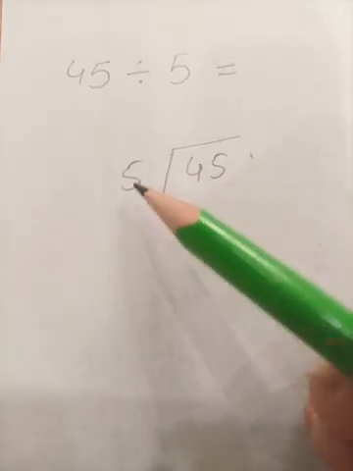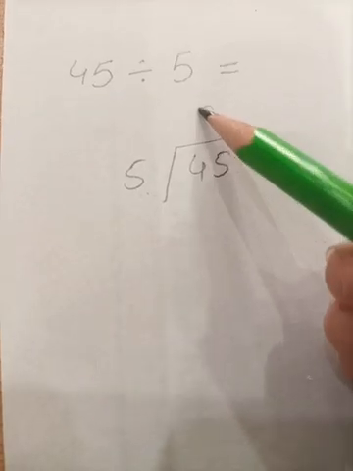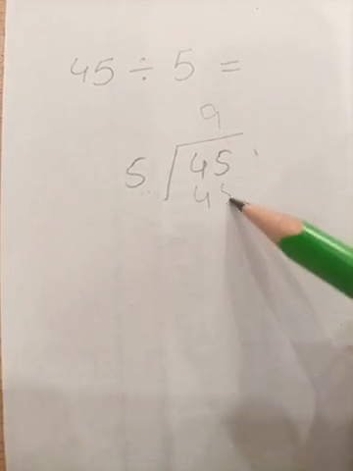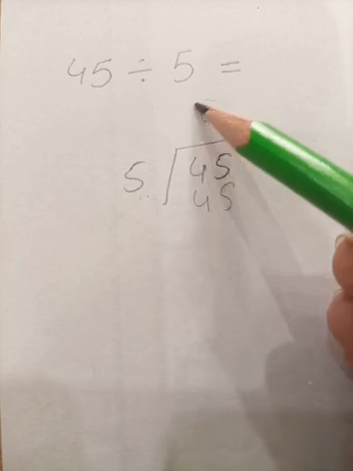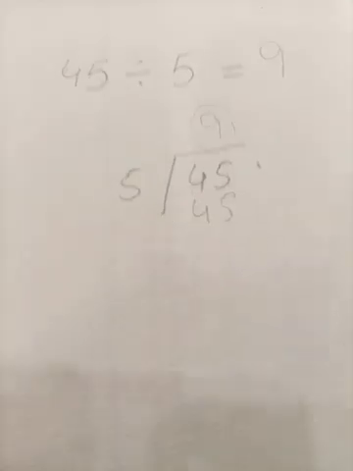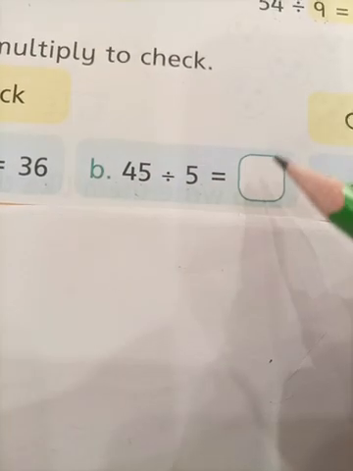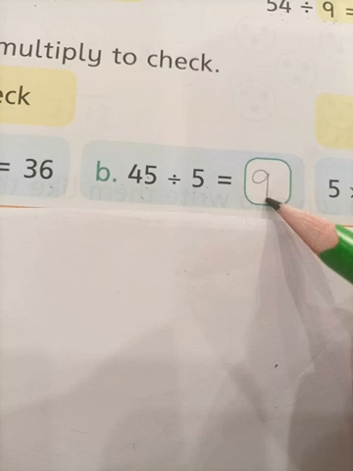So students, here I got my number 45 from the table of 5. 5 nines are 45. Okay, here is my answer and I am writing my answer here. Look at this, when we divided 45 by the number 5, we got our answer, that is 9.